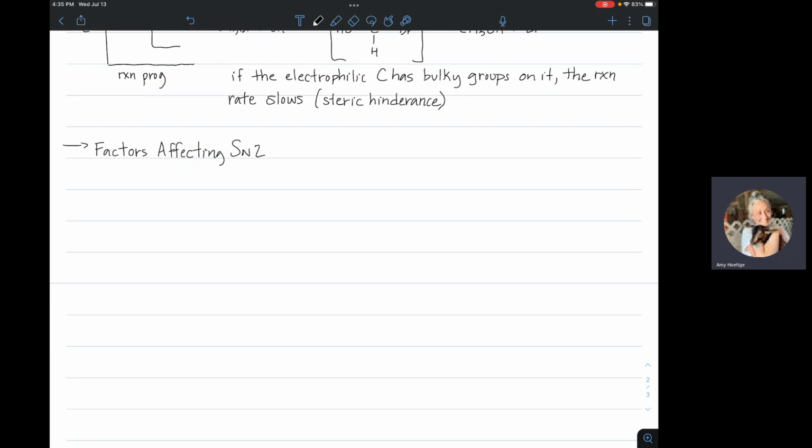So the factors that are going to affect the SN2 process, well, think about everybody that's going on in the flask. The first thing I can think of is going to be the leaving group. We usually just abbreviate that LG. The more stable that thing is after it leaves, the better it is at dissociating.